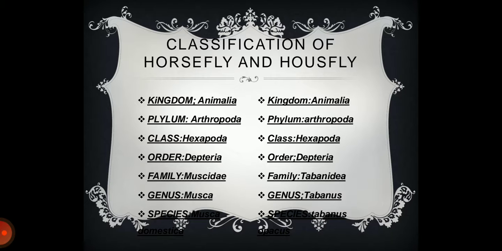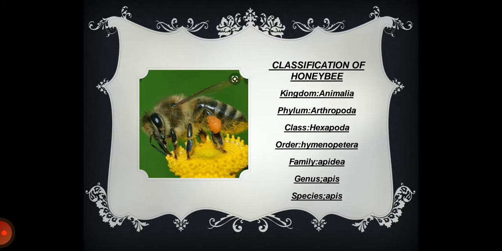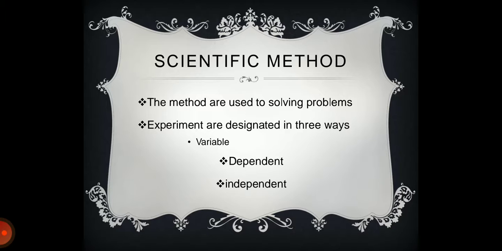Okay. There is a horsefly: kingdom Animalia, phylum Arthropoda, class Hexapoda, order Diptera, family Tabanidae, genus Tabanus. Classification of honeybee: kingdom Animalia, phylum Arthropoda, class Hexapoda, order Hymenoptera, family Apidae, genus Apis, species Apis mellifera.